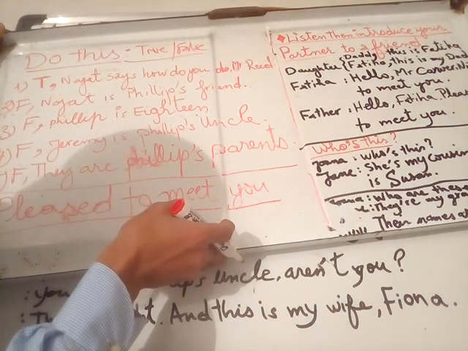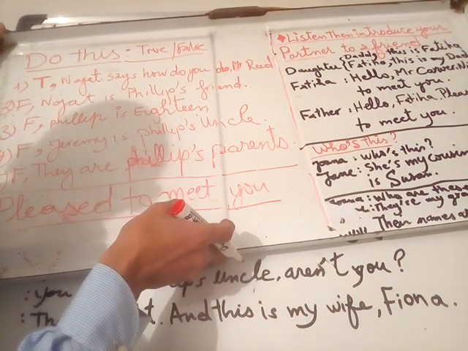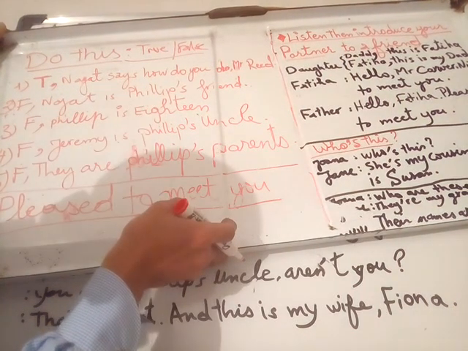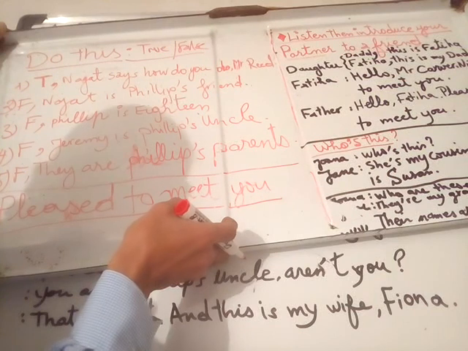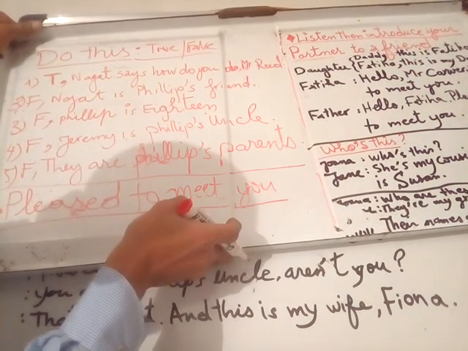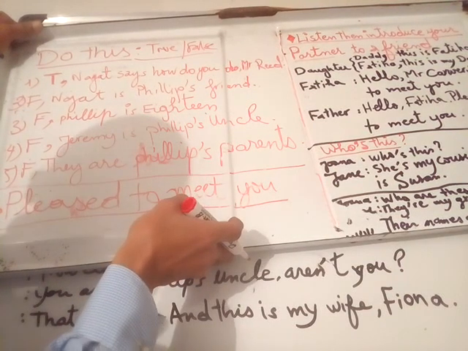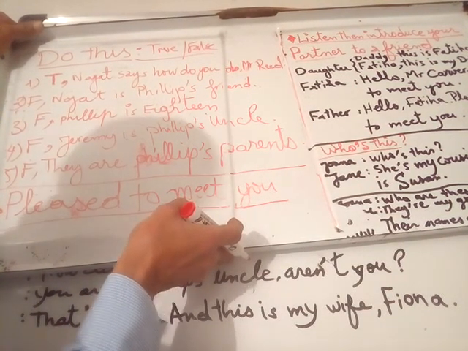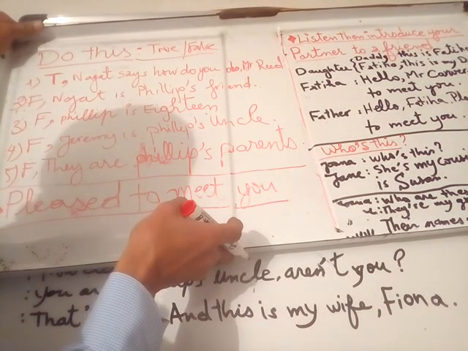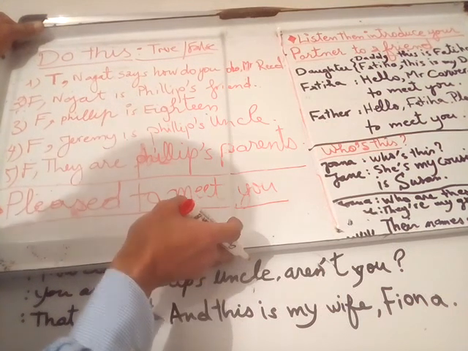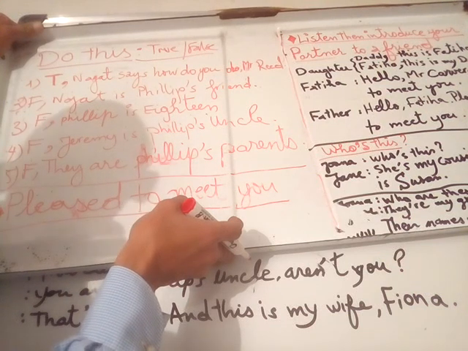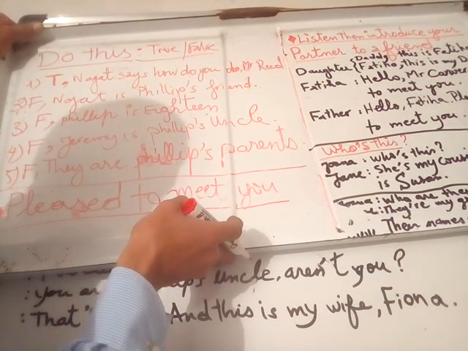Number 3. Tim is 19 years old. False. I'm sorry, Tim is 19 years old, so this means that Tim is 18 and not 19 years old. Number 4, Jeremy is Philip's brother. False. Jeremy is Philip's uncle. Number 5, Mr. and Mrs. Reed are Philip's grandparents. False. They are Philip's parents.